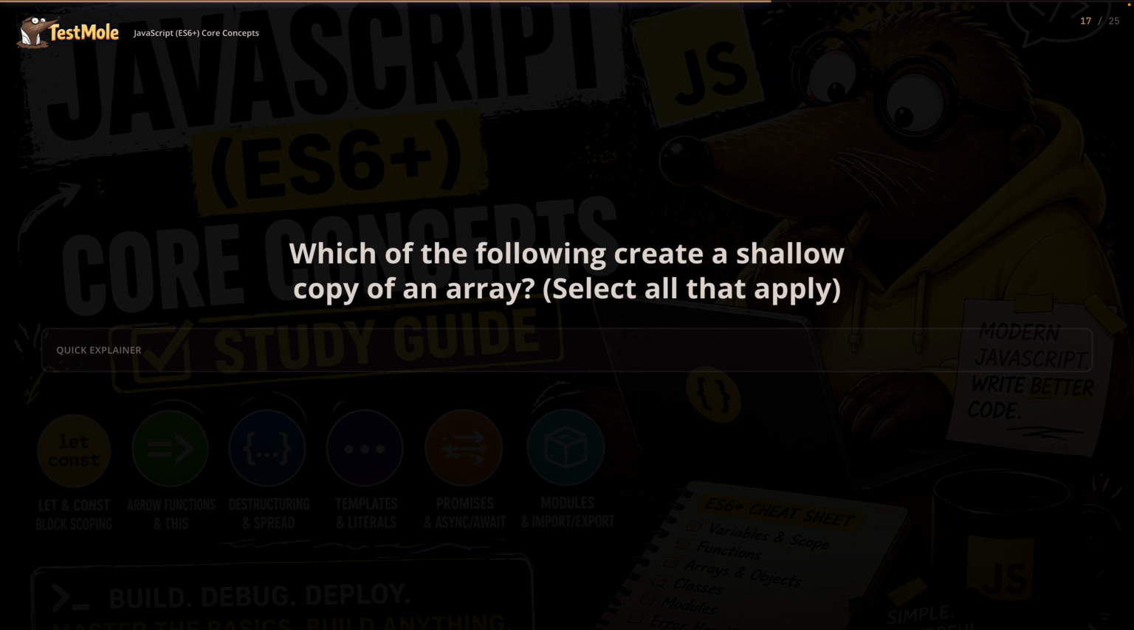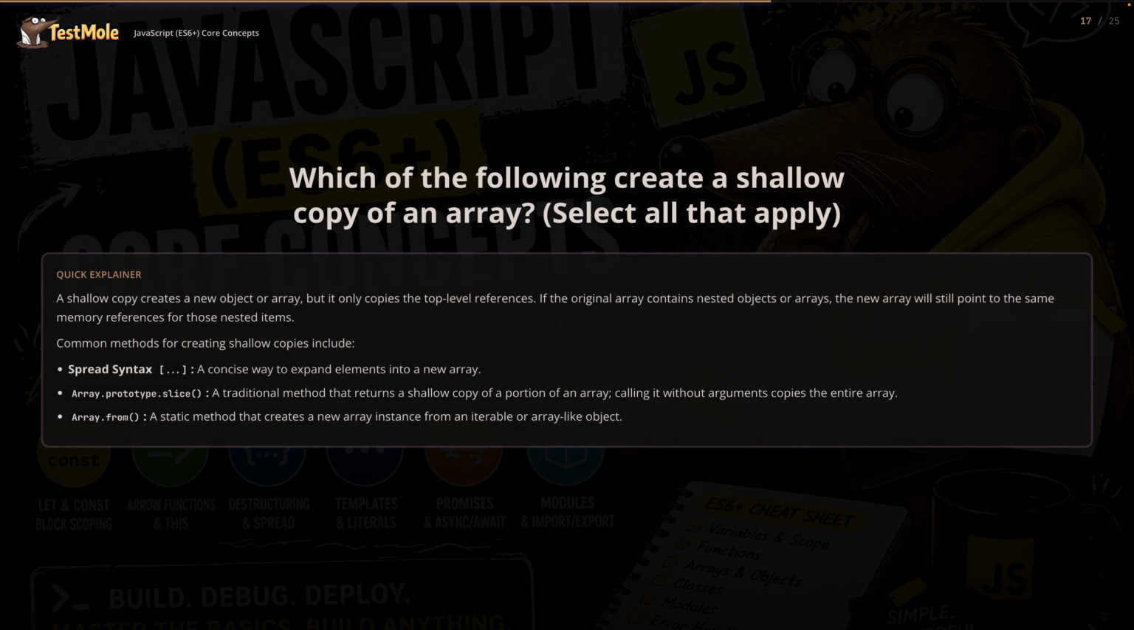Which of the following create a shallow copy of an array? Select all that apply. A shallow copy creates a new object or array, but it only copies the top-level references. If the original array contains nested objects or arrays, the new array will still point to the same memory references for those nested items. Common methods for creating shallow copies include spread syntax, a concise way to expand elements into a new array.